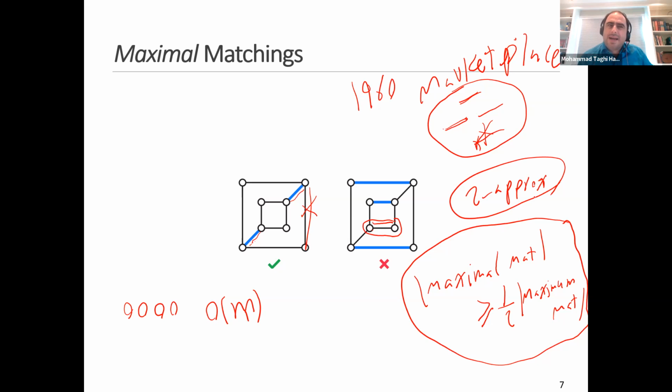Other things, if I remember correctly, for the running time of the maximum matching, I think the best one is something like m times square root of n. And here again, m is the number of edges and n is the number of vertices. Good. So we talked about matching.